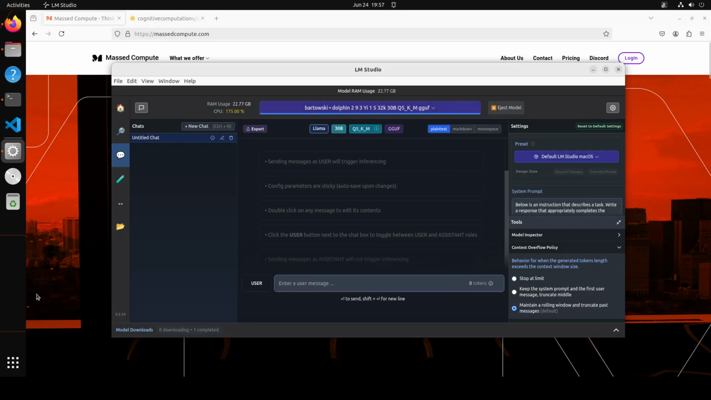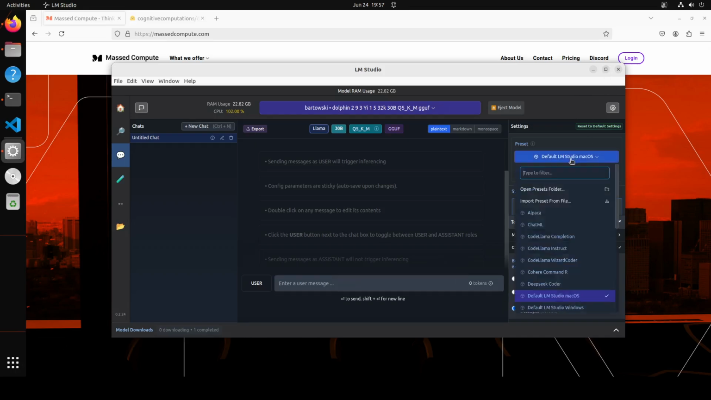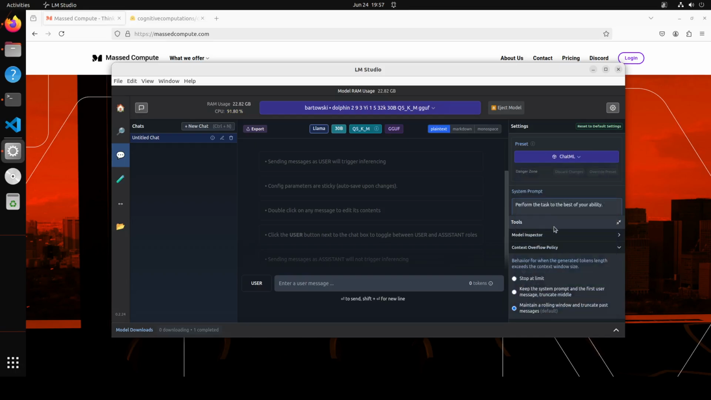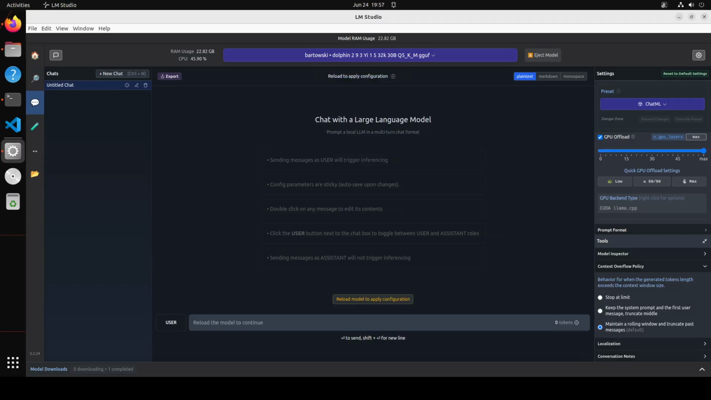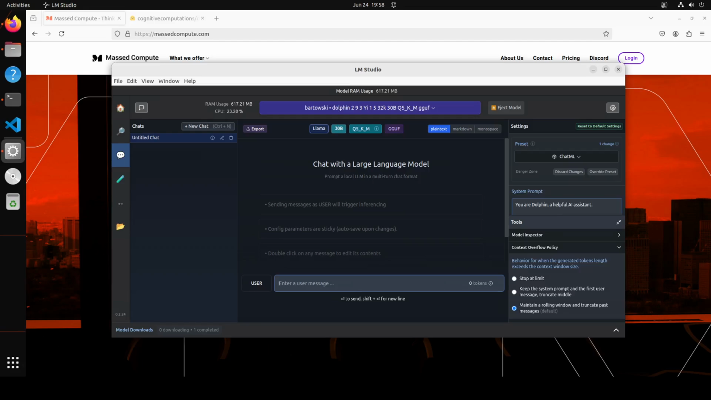Let's wait for it to load. That is done. Let's select the preset to ChatML, and I'm also going to offload all the layers to GPU. Let me do it. Let me reload the model. Model is loaded. Let's try to ask it a few questions. So let's test it out on some language skills, math and coding.